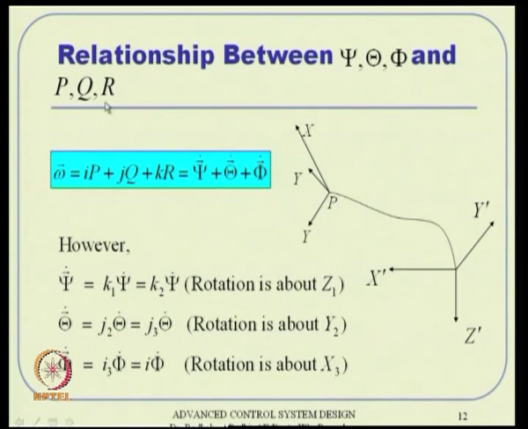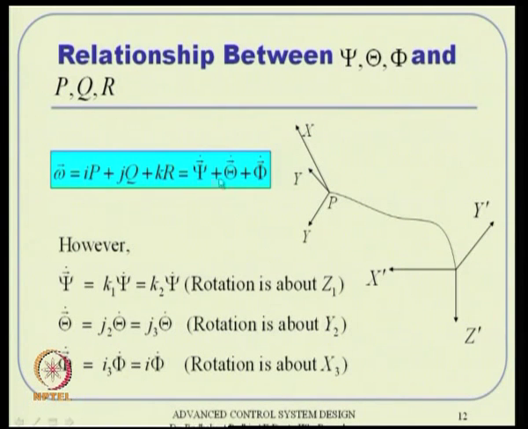Obviously, they are related to the body rates of rotation p, q, r. Phi, theta, psi are the inertial coordinate frame rotations in a sequential way, and p, q, r is nothing but the body rate of rotation about the body axis of the vehicle itself. In a vectorial sense, i, j, k are the body frame unit vectors. So this omega bar is i times p plus j times q plus k times r, which is also equal, vectorially speaking, to psi dot, theta dot and phi dot together.